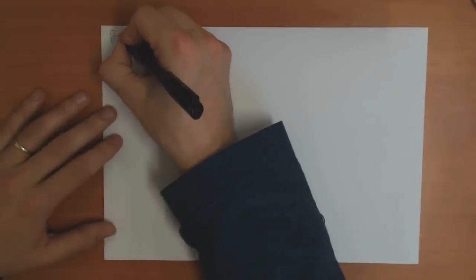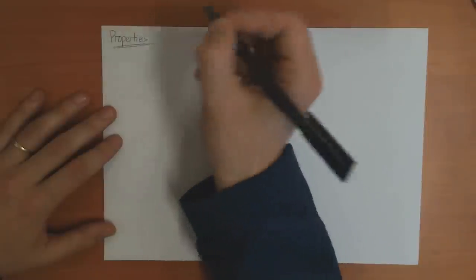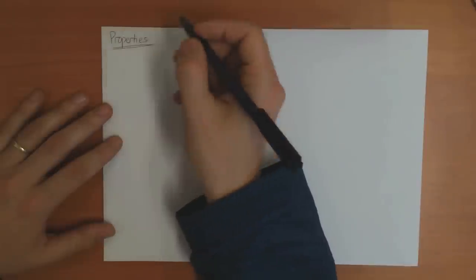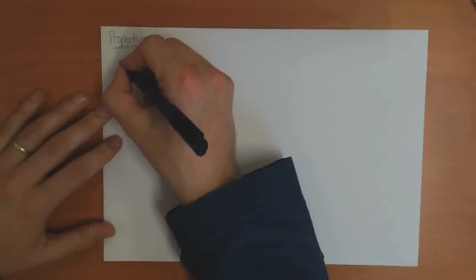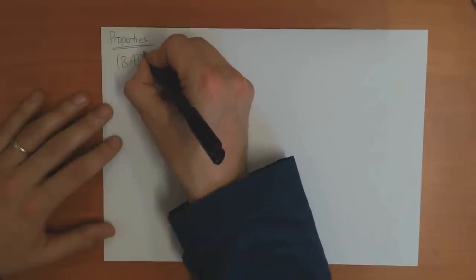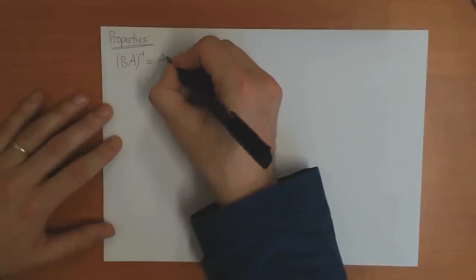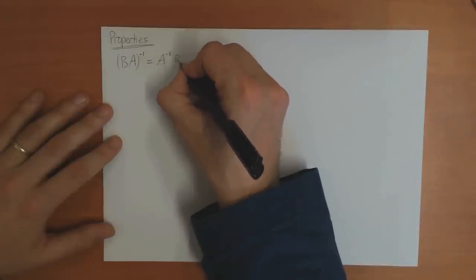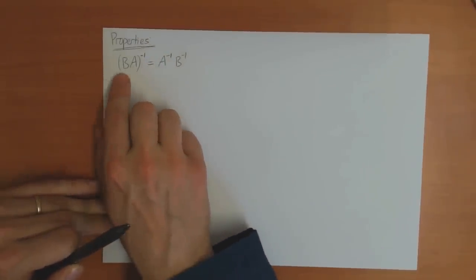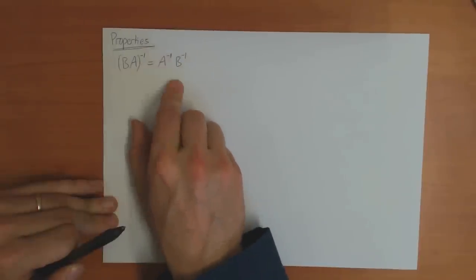I just want to finish with some properties of the inverse matrix, which are important. So I won't prove these, but they're not difficult to show to be true. So the first one is, suppose I have two matrices and I multiply them together, and then I want to find the inverse of that. And this you can show is equal to the inverse of the first one times the inverse of the second one. But the order swaps around. Okay, so if it's BA here, then the inverse is A inverse times B inverse.